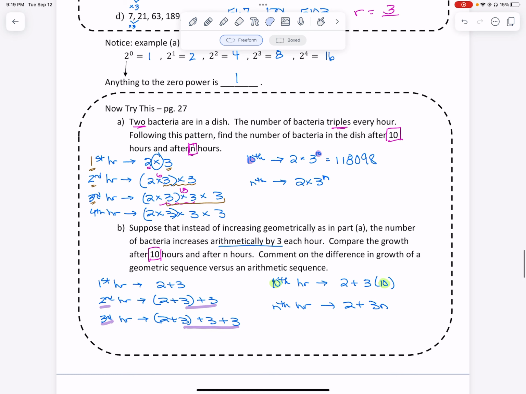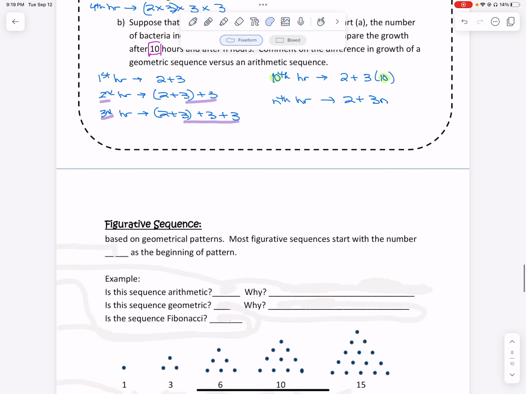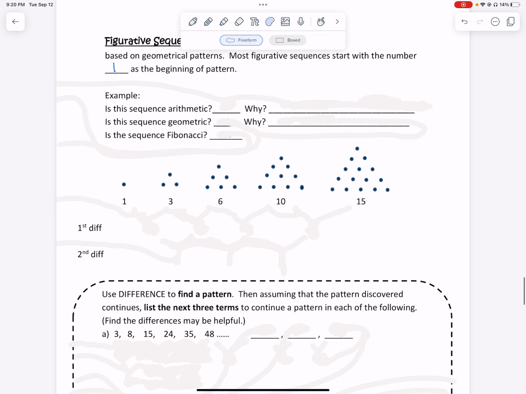All right. So that's looking at patterns, and we had some that are geometric and some that were arithmetic. And now we have a figurative sequence. So a figurative sequence is based on figures, based on geometrical patterns. Most figurative sequences start with the number 1 as the beginning pattern, like this one down here. I have 1 dot, and now I have 3 dots, and now I have 6 dots. And notice I'm making a pyramid with these 15 dots.